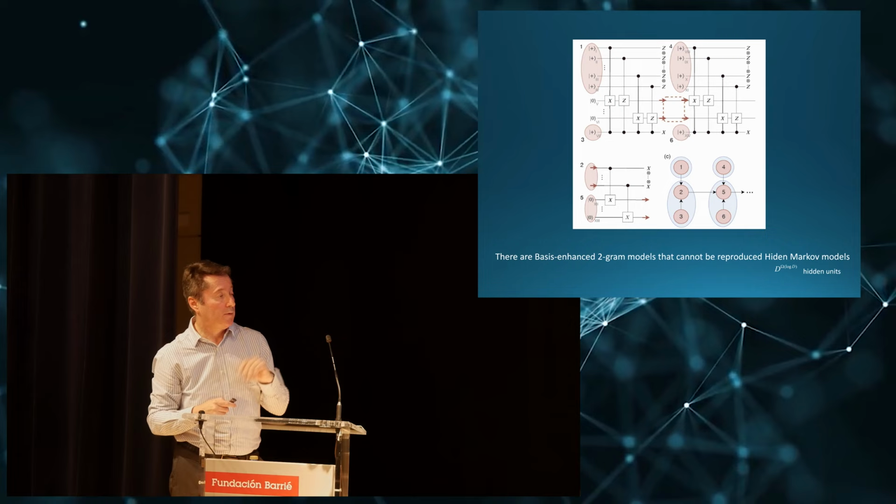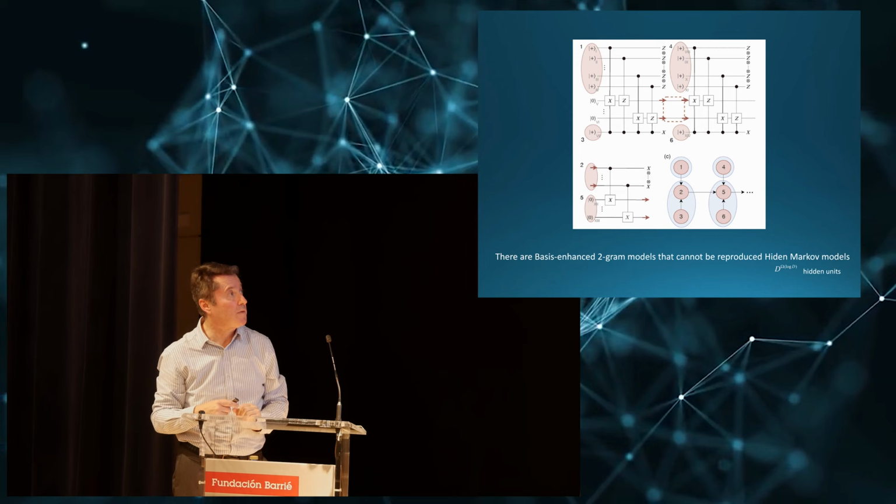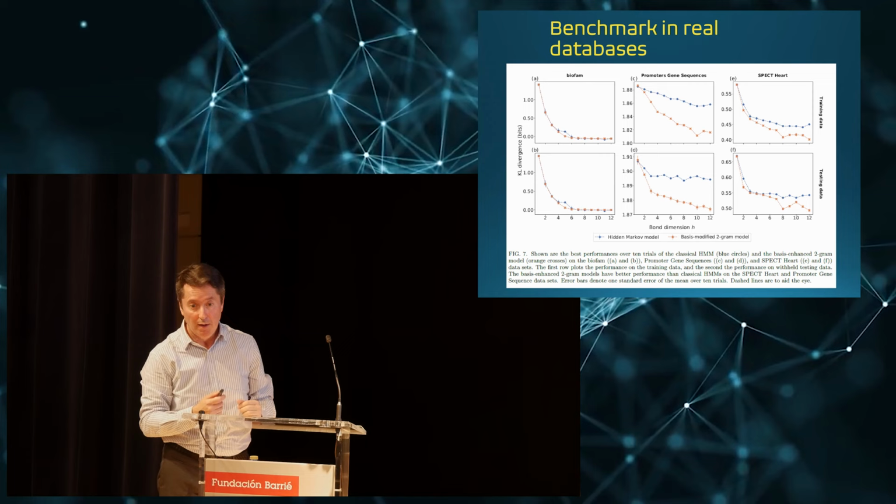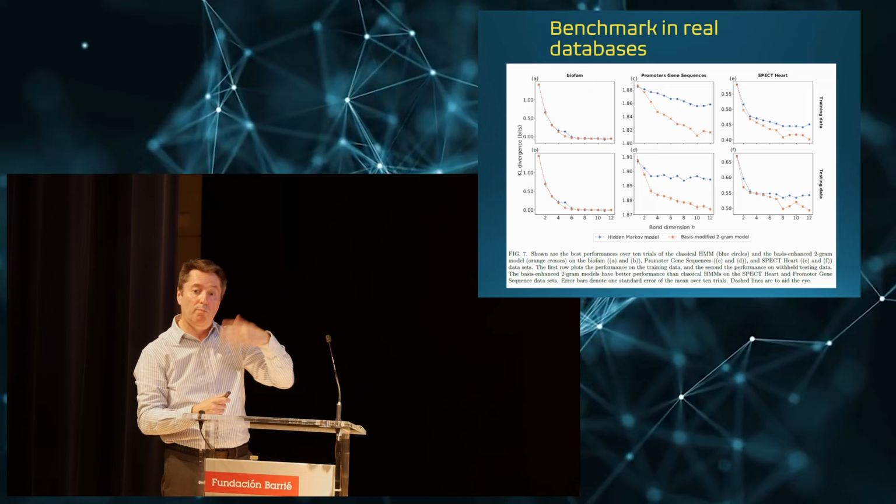Well, this was a mathematical proof that we did, but we also did some numerical calculations. We looked at the Kullback-Leibler divergence and so on. I don't want to bore you with that. But we saw that for some particular databases that exist on the market, if you use the hidden Markov model, or you use the hidden Markov model plus the quantum gate, then the quantum gate would be much more expressive than the other one.